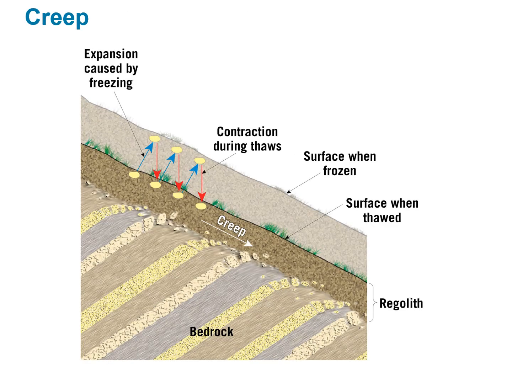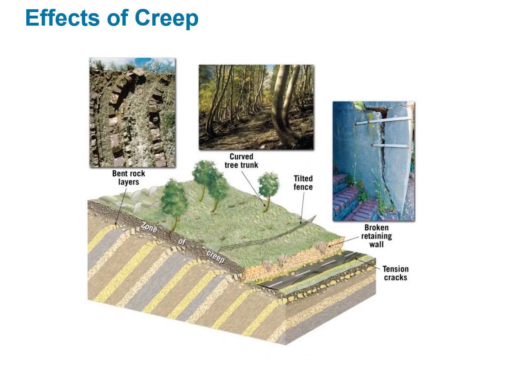But here's creep. Creep forms in areas where there's a daily freeze and thaw. When you have a freeze, you get material expanding, and when you have a thaw, it contracts, and this occurs over and over and over again. And then this material slowly moves downhill. That's why it's called creeping, because it slowly moves. And so that can cause the bedrock to actually bend as a result of this movement.